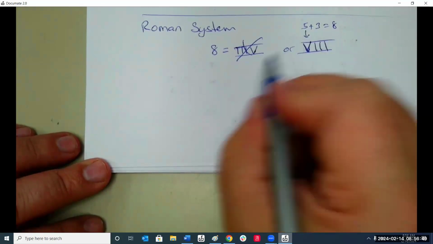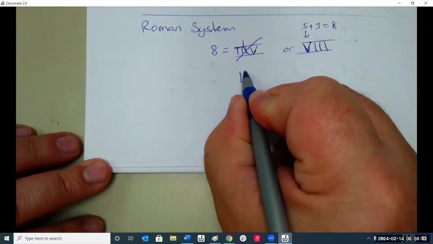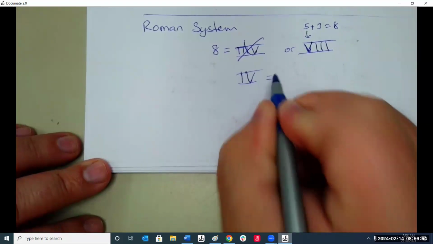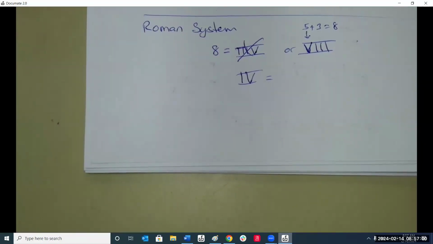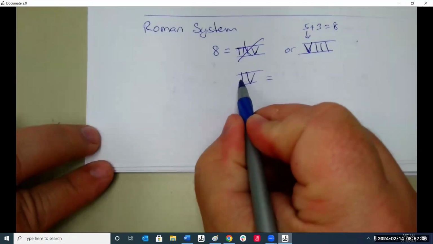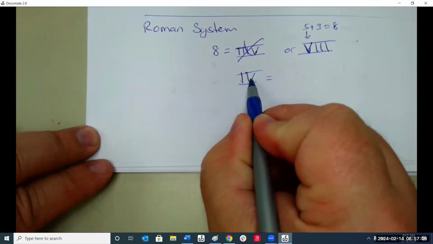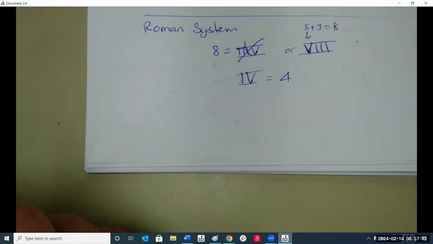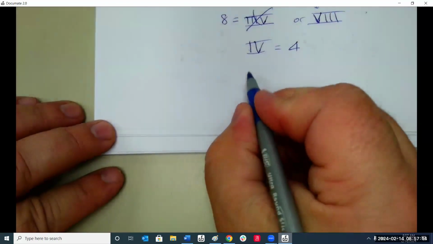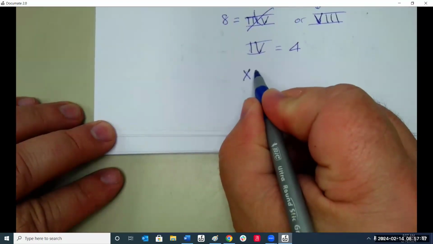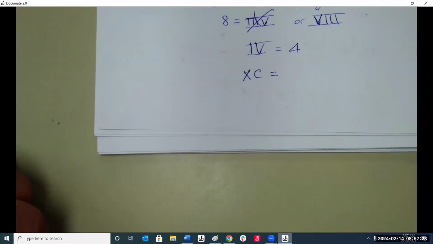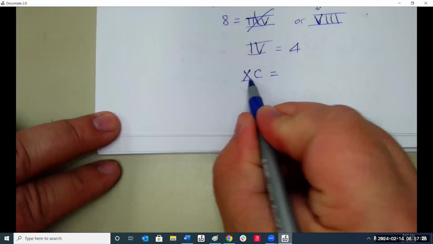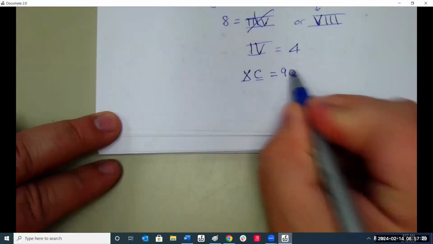In other words, if you put a smaller value in front of a bigger value, what does that mean? It's subtraction. Because now we're talking about the concept of subtraction. Formally, it's subtracting. What this means is I take one before 5. What's 1 before 5? 4. Or this is 10 before 100, which is 90.